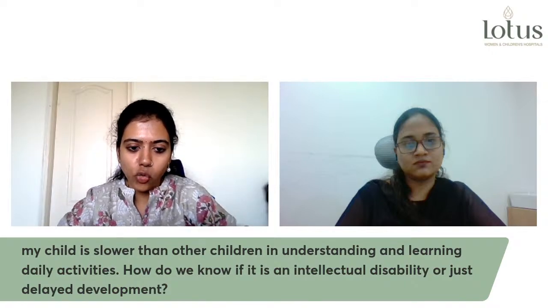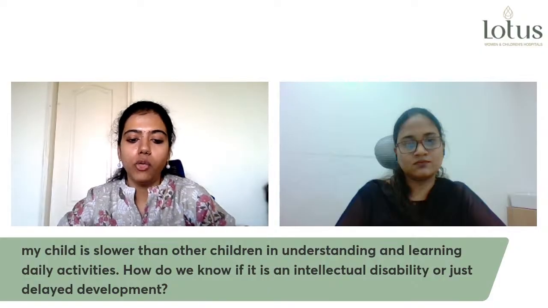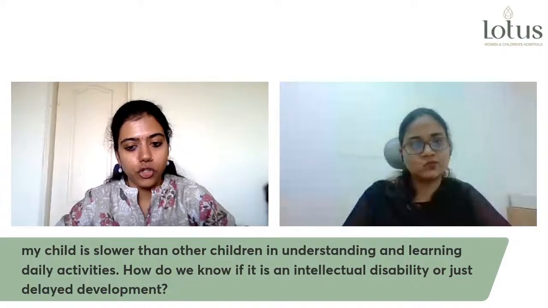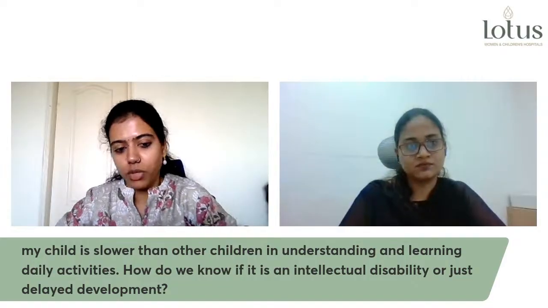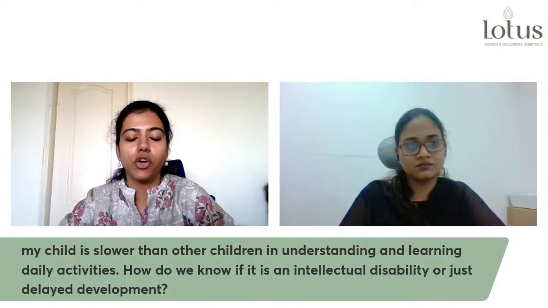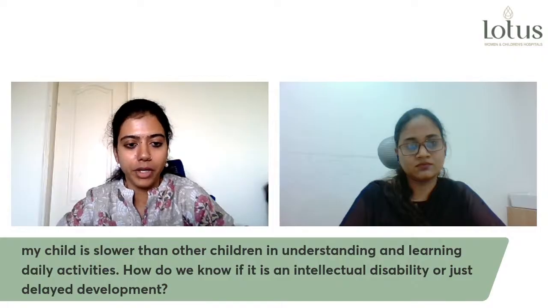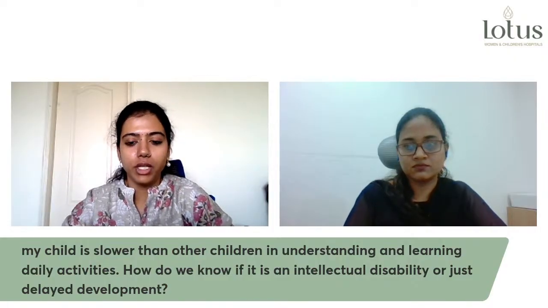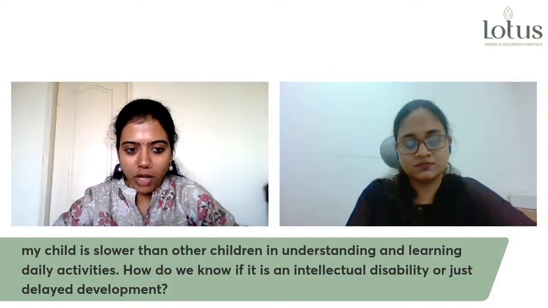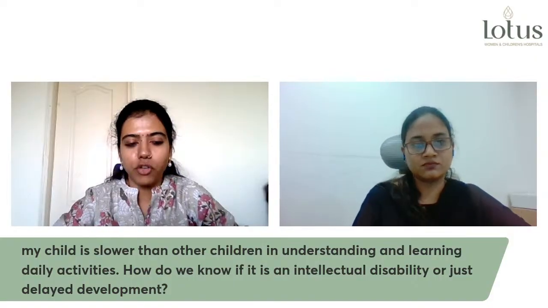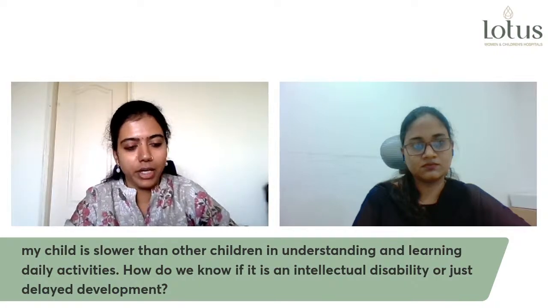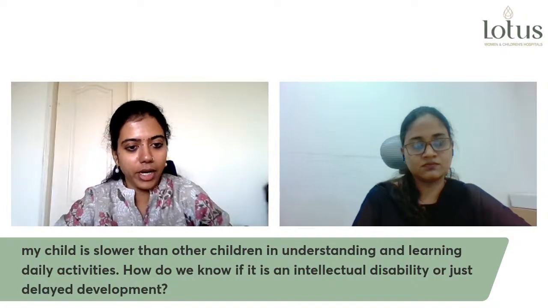So my child is slower than other children in understanding and learning daily activities. How do we know if it is an intellectual disability or just delayed development? There is a border between intellectual disability and developmental delay, which we call global developmental delay or isolated developmental delay, depending upon which domain is actually delayed. For a child below 5 years of age, if the child is delayed in any domain, we term it global developmental delay or isolated delay, depending upon which domain is affected.